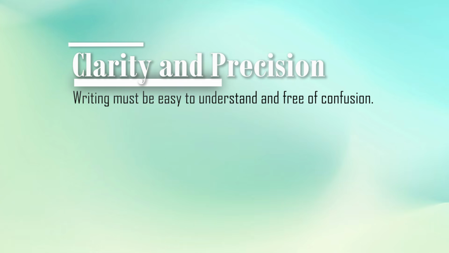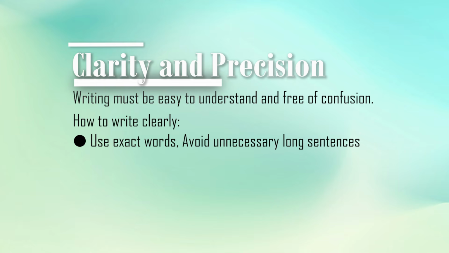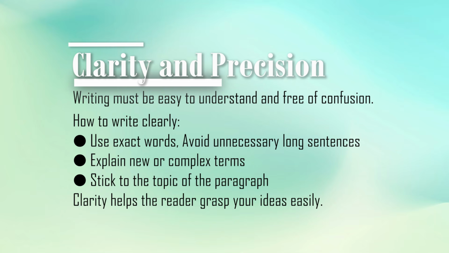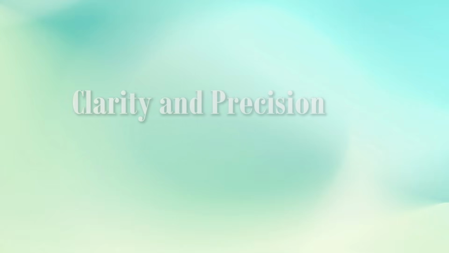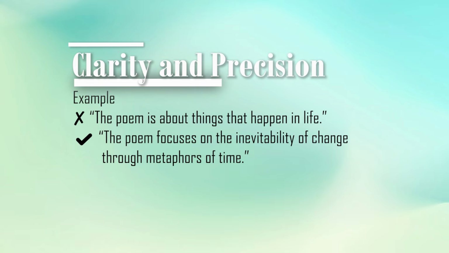The next aspect is clarity and precision. Writing must be easy to understand and free of confusion. How to write clearly? Well, use exact words, avoid unnecessarily long sentences, explain new and complex terms, and stick to the topic of the paragraph. Clarity helps the reader grasp your ideas easily. For example, instead of saying the poem is about things that happen in life, one should write the poem focuses on the inevitability of change through metaphors of time.